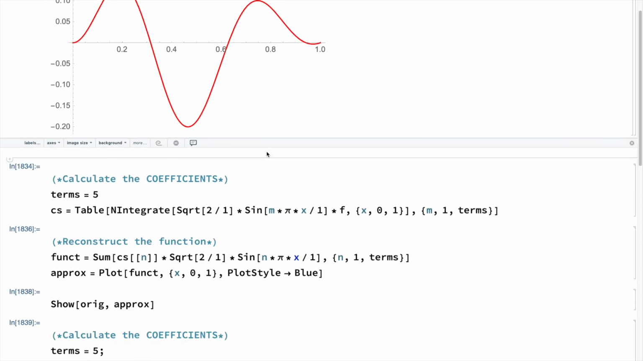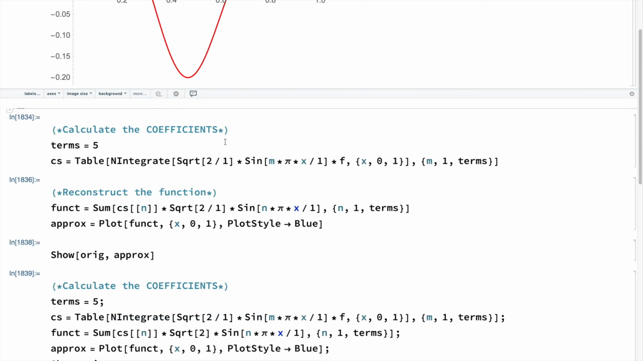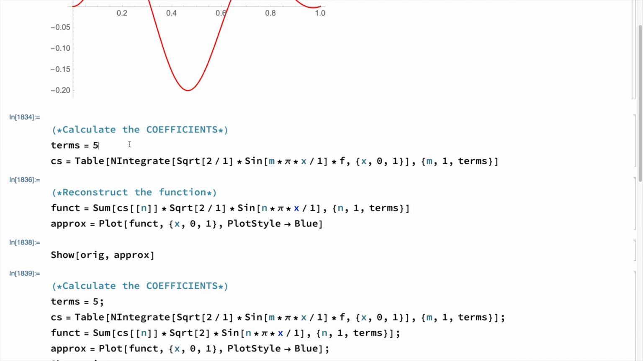So the first thing that you want to do is to actually calculate the coefficients. Here I've identified terms, and I've set terms to 5, just so that I know how many terms I actually want to calculate. I'm not going to make Mathematica go to infinity. It wouldn't let me do that anyway. So what I'm going to do is calculate my c's, those coefficients. The instruction in Mathematica to do things over integers is Table.